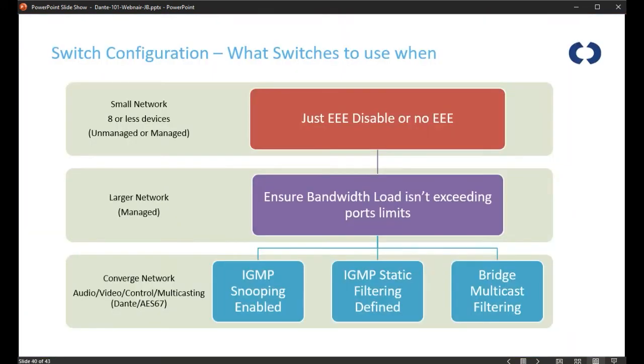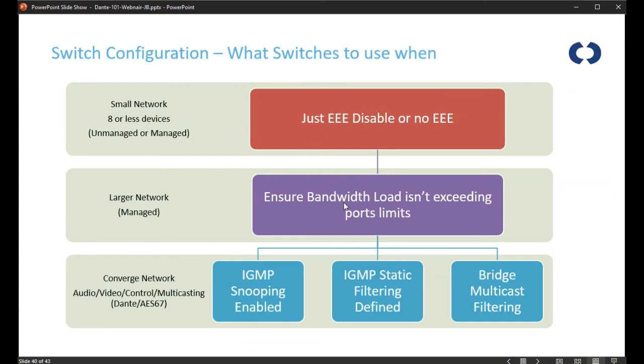Switch config requirements. Now, as I said, this is not going to teach you how to set up a switch, but it's going to give you a really good idea of what you need to look for. So for a very small network, 8 devices or less, so I don't mean 8 channels, I'm referring to 8 Dante devices, you essentially can use an unmanaged or a managed switch. The main thing you need to do is it needs to have EEE disabled, energy saving needs to be disabled, or it mustn't have any EEE on it. It's quite hard to find switches nowadays that don't have EEE, but that's the main priority from the Dante requirements that you need to deactivate when you're doing a small system.